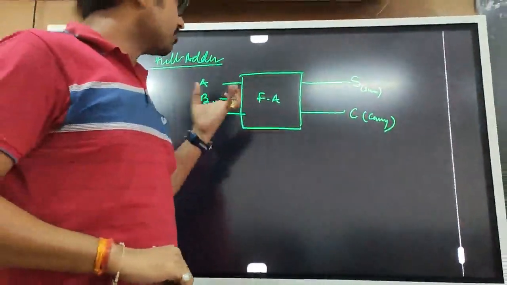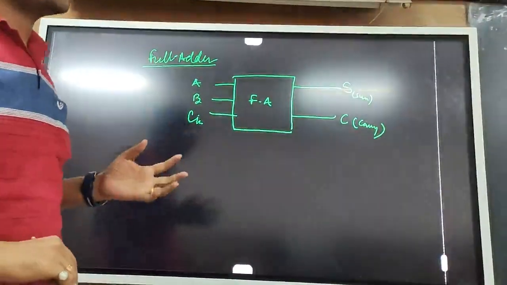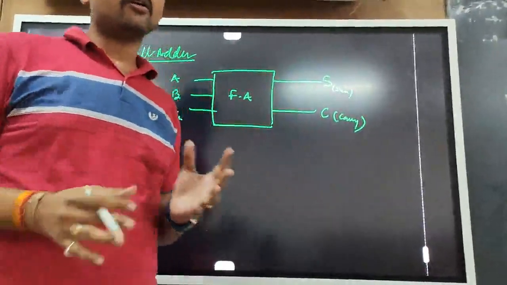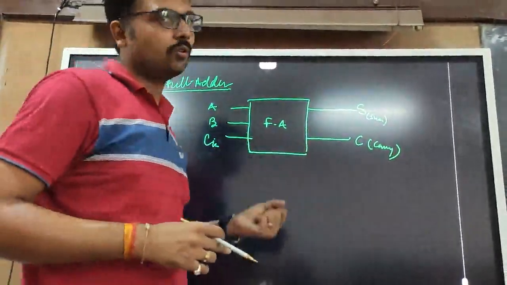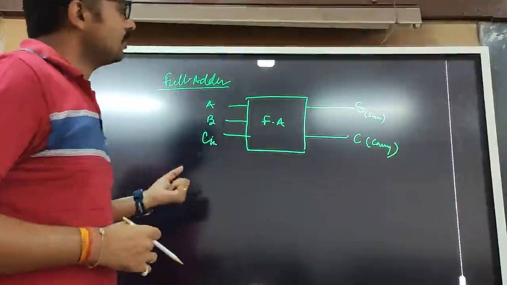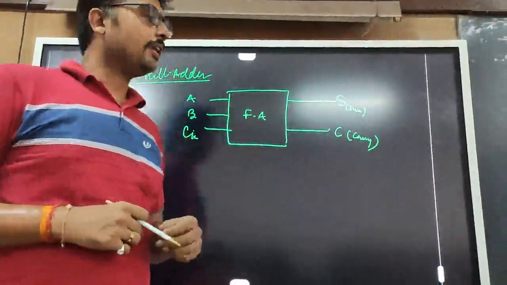This is also a combinational circuit. What was the intention behind development of the full adder will be discussed during the multi-bit addition. It will be clear why this is known as the full adder. What was the basic drawback associated with the half adder?